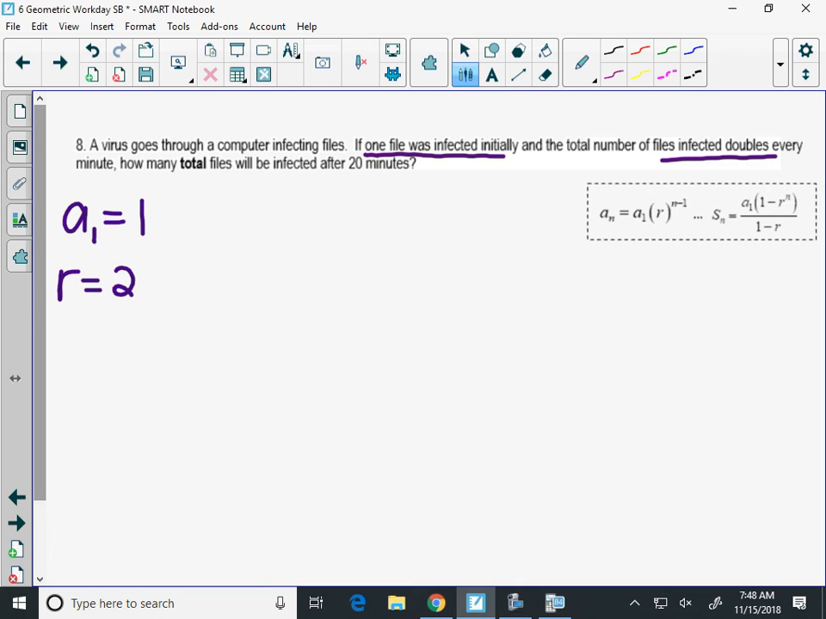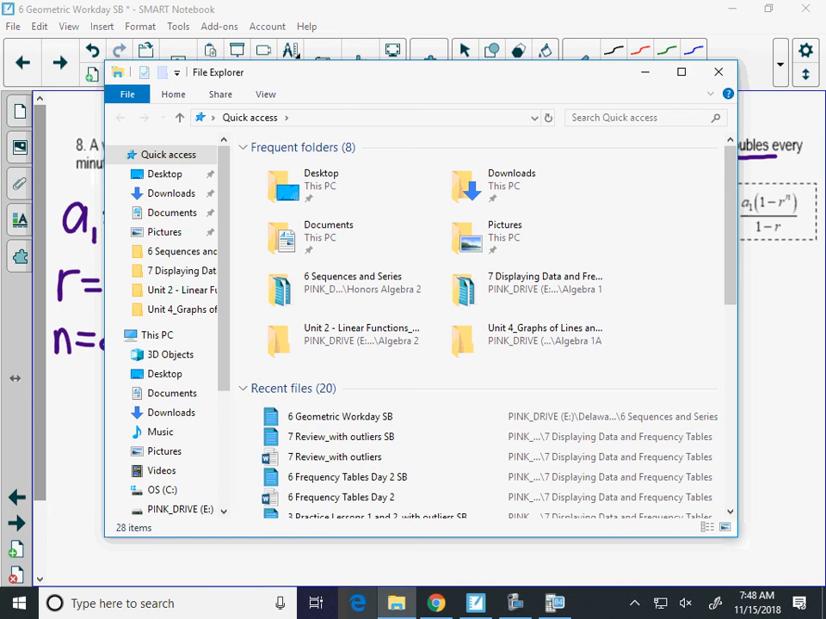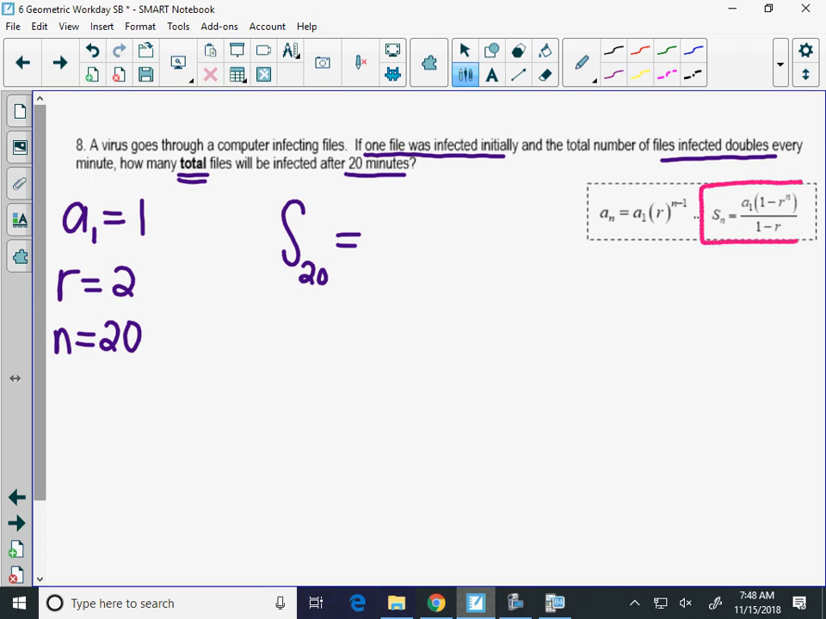It says how many total files. That means you're going to be finding a sum after 20 minutes. And 20 minutes is your term number, your n. How many times are you doubling? So we need to find S sub 20, because we're finding a sum here. I'm going to use the S sub n formula. So for a sub 1, I put in my first term, which we know is 1. 1 minus my common ratio of 2 to the nth power, which is 20, all over 1 minus 2.